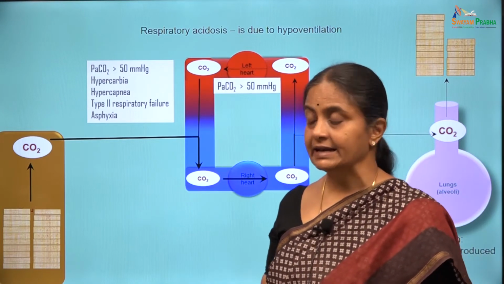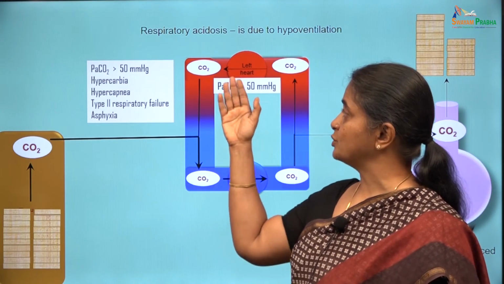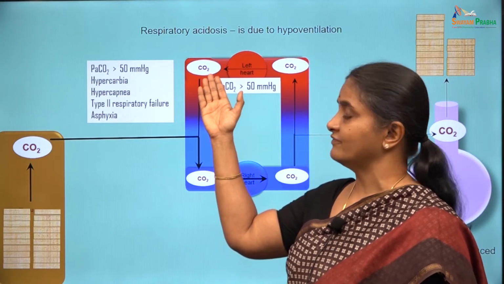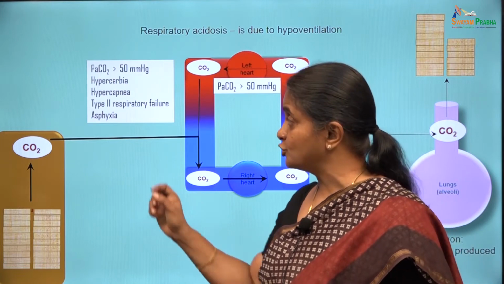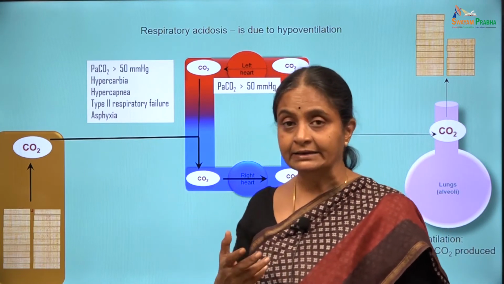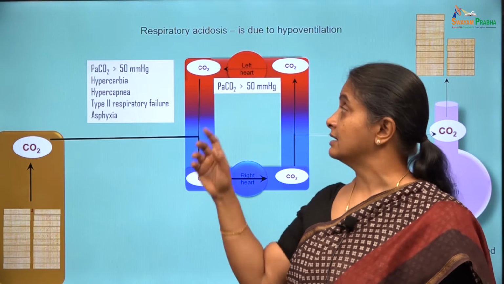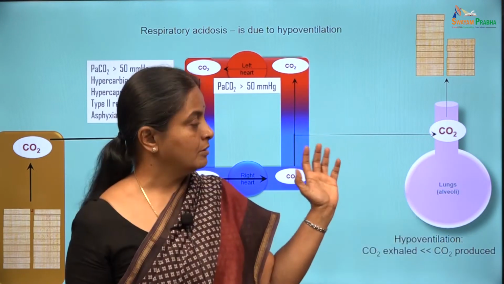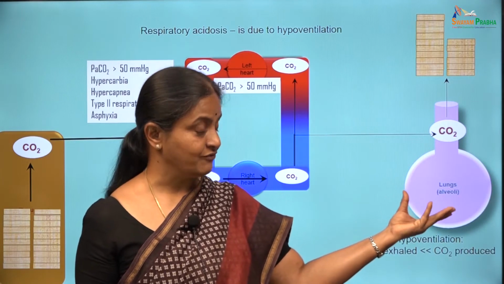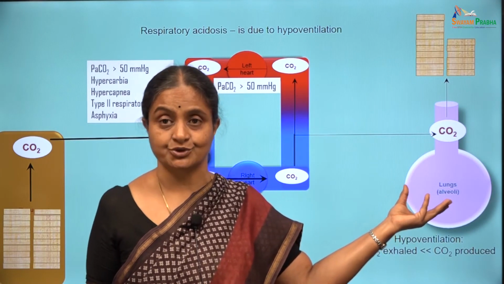To be technically correct, any acidosis with a carbon dioxide more than 40 to 45 millimeter mercury would be respiratory acidosis, but to call it respiratory failure, the clinical definition is that carbon dioxide must be more than 50 millimeters mercury. Hypoventilation is therefore the cause for respiratory acidosis.